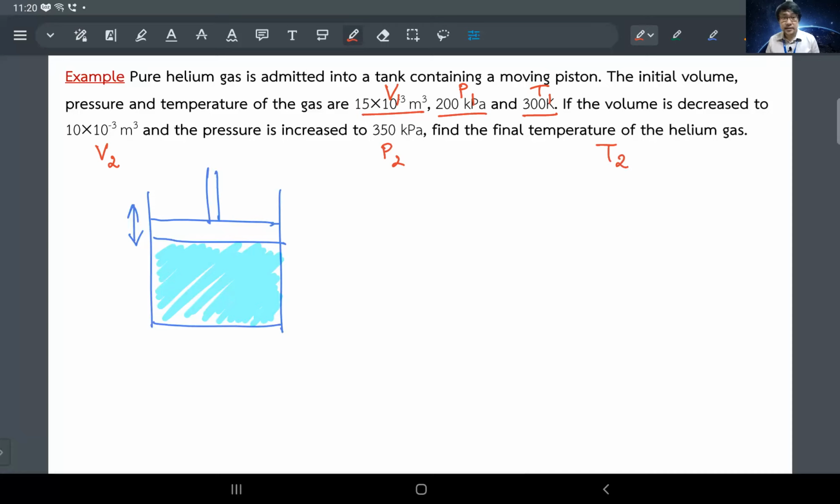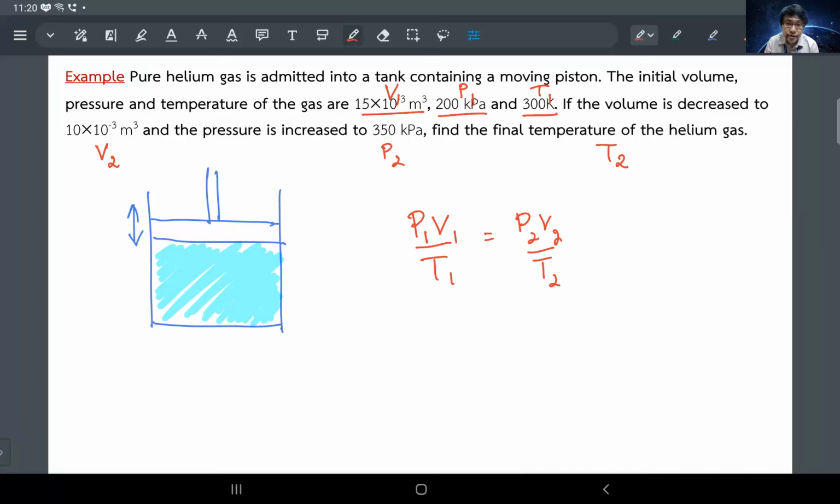Makes sense? The amount of gas does not change. It only changes either the volume, the pressure, or the temperature. Because the amount of gas does not change, PV over T stays fixed at all times. So you can say P1 V1 over T1 equals P2 V2 over T2. I think you did this in chemistry. All you need to do is plug in the numbers. The only unknown in this equation is T2.